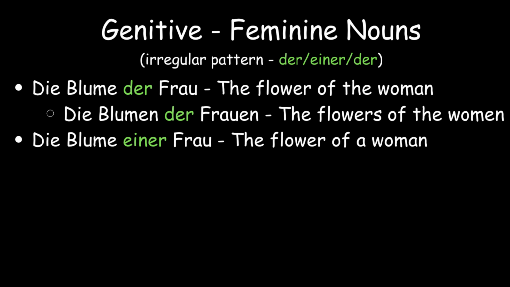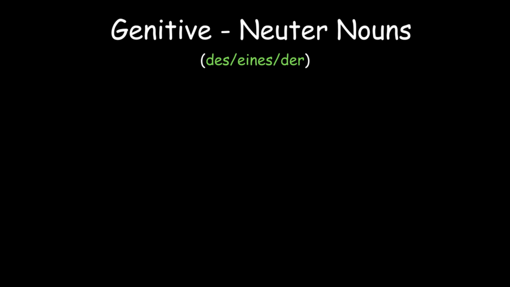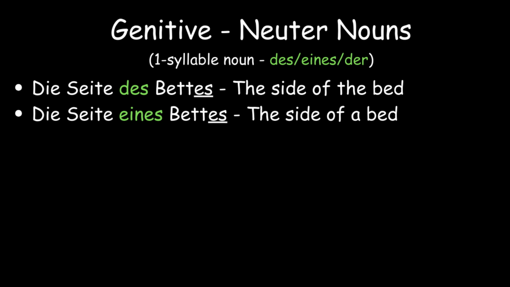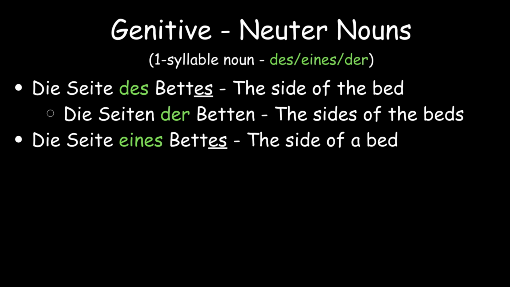Let's finish with neuter articles and nouns. Neuter articles and nouns in the genitive are the same as the masculine. So in this case, we look at the length of nouns. Here, we have a one-syllable noun. Die Seite des Bettes. Die Seite eines Bettes. To pluralize it, change the articles and nouns accordingly. Die Seiten der Betten. It's genitive because of the articles and noun endings.